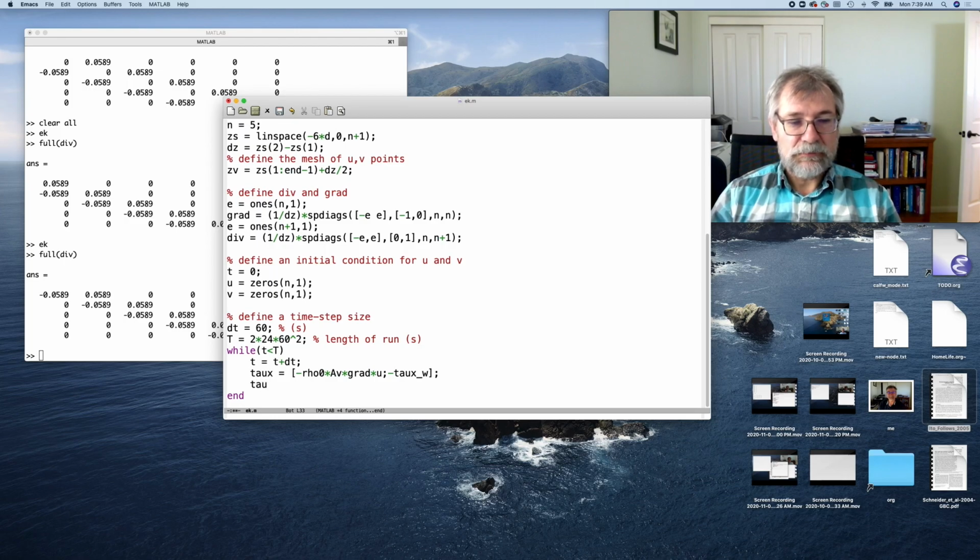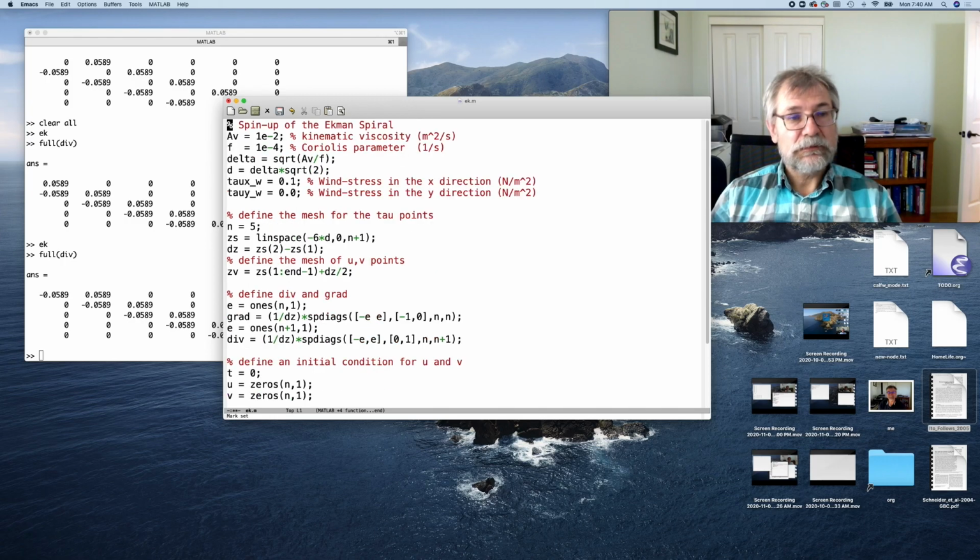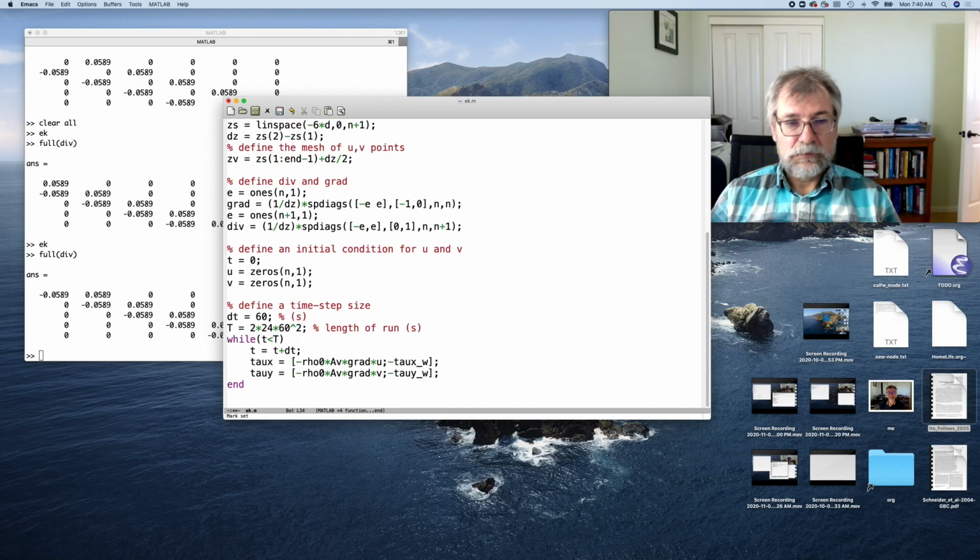And then we can do the same thing for the y stress, minus rho 0 star av star grad star v, and minus tau y w. Did I define tau y? Yeah, just 0. Alright. And then I can update u and v.